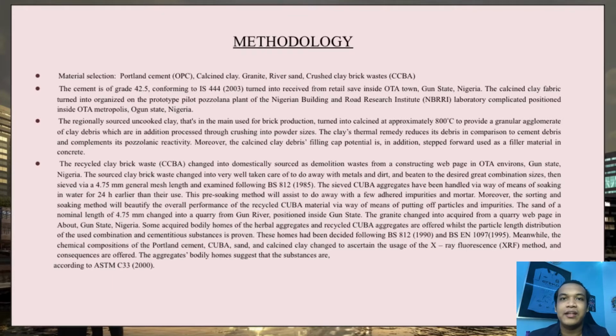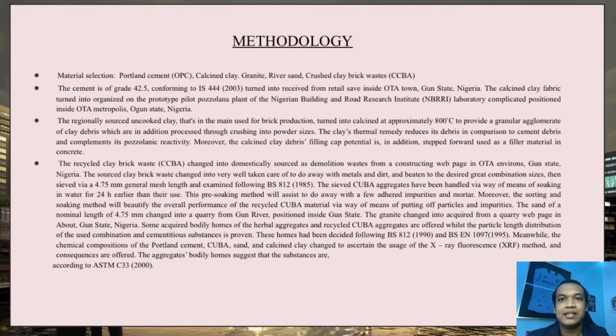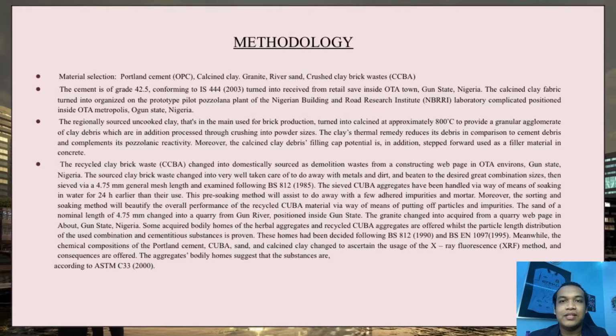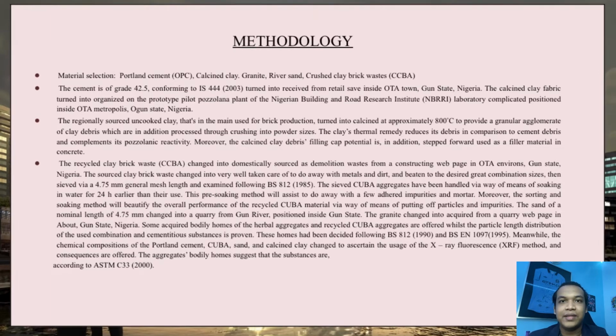These properties were determined following BS 812/1990 and BS EN 1097/1995. Meanwhile, the chemical composition of the Portland cement, granite, sand, and calcined clay was determined using the X-ray fluorescence (XRF) method, and the results are presented. The aggregates' physical properties indicate that the materials are in accordance with ASTM C33/2000.